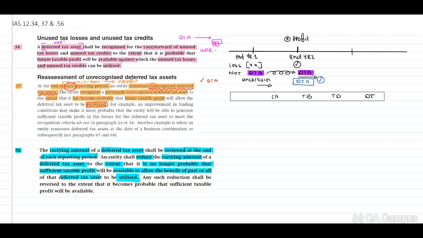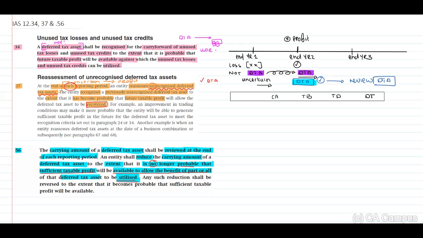And now at the end of year 3, it appears that it is no longer probable that sufficient taxable profit will be available to use this deferred tax asset that we have recognized in year 2. We need to review this amount, this deferred tax asset.